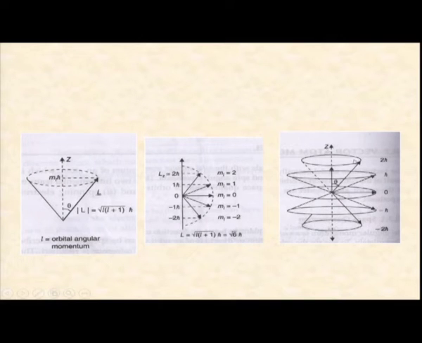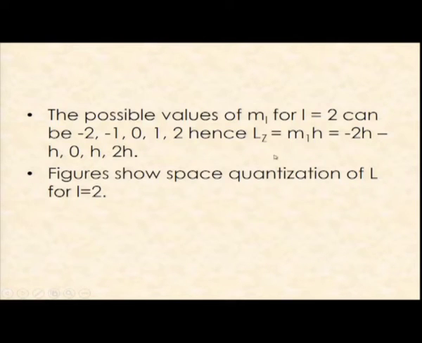So, this is for ml equal to 2, ml equal to 1, this is for ml equal to 0, then this orbit is ml equal to minus 1, ml equal to minus 2. The possible values of ml for L equal to 2 can be minus 2, minus 1, 0, 1, 2. Hence L has the direction of orientation of angular momentum along its direction, mlħ, which is equal to minus 2ħ, minus ħ, 0, ħ, 2ħ. So this figure shows the space quantization of the orbits.